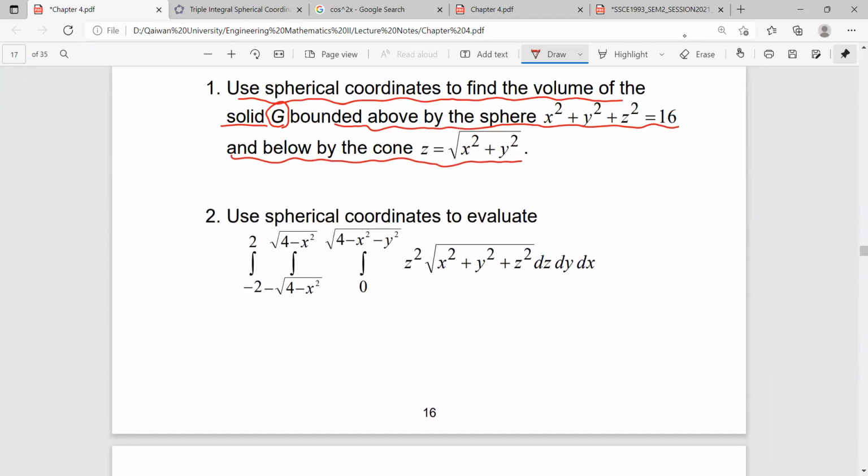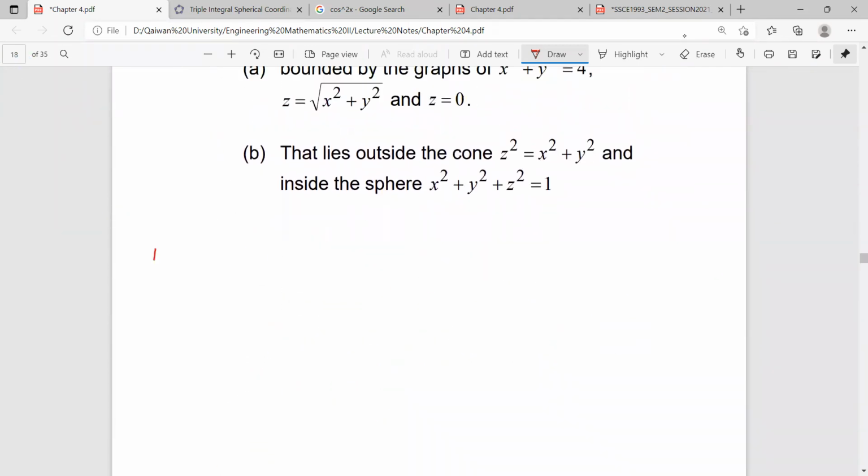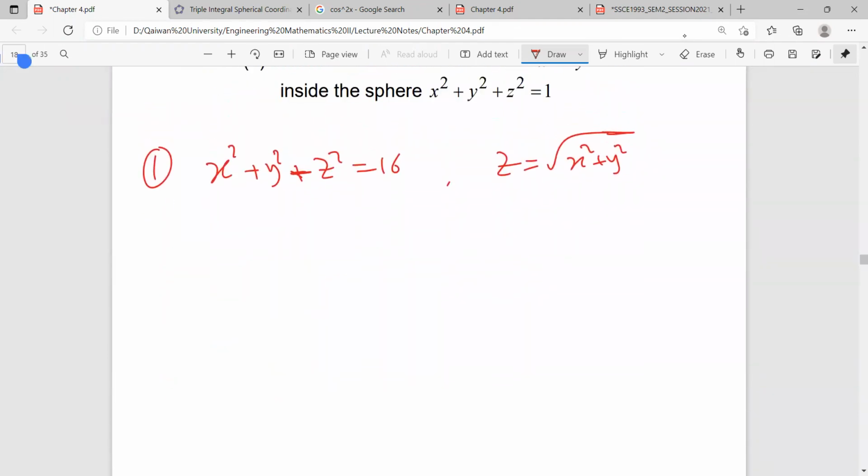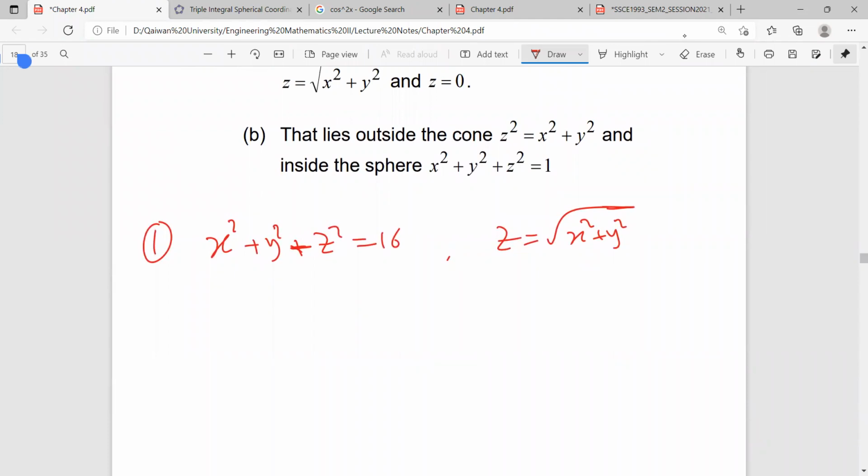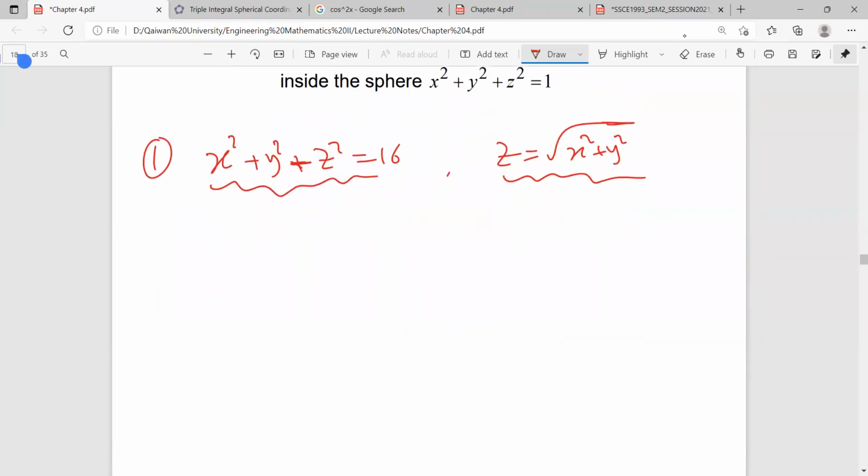Let's first write down the equations here. For the first one, x squared plus y squared plus z squared equals 16. And also, it says z equals square root of x squared plus y squared. Now we should find the volume of the solid which is bounded above by this sphere and bounded below by this cone. First, let's draw the graphs.